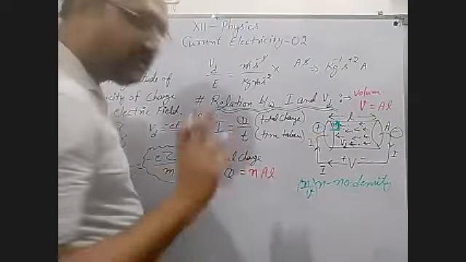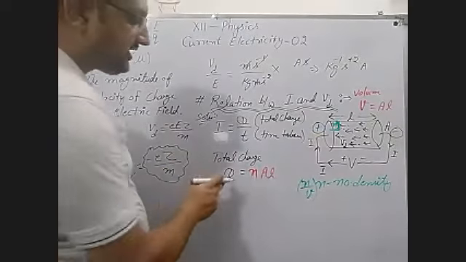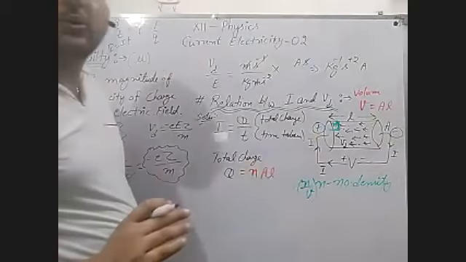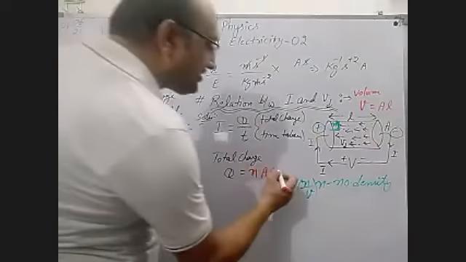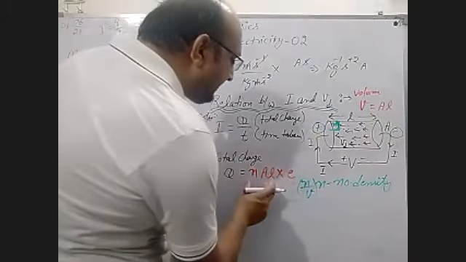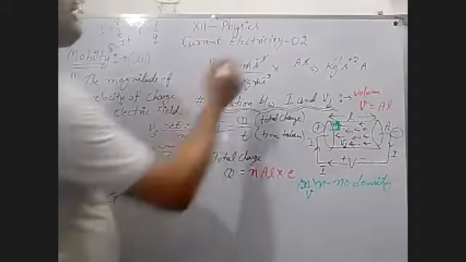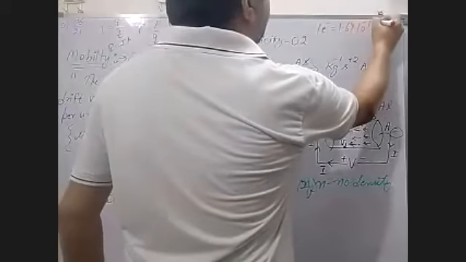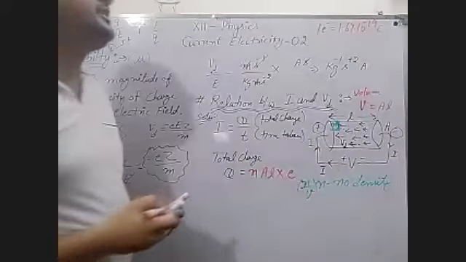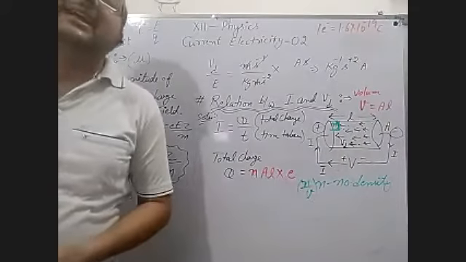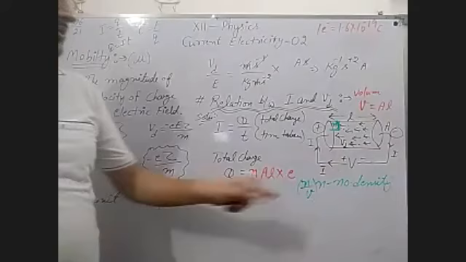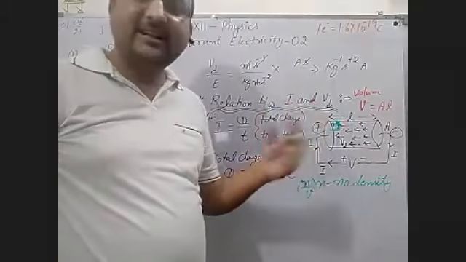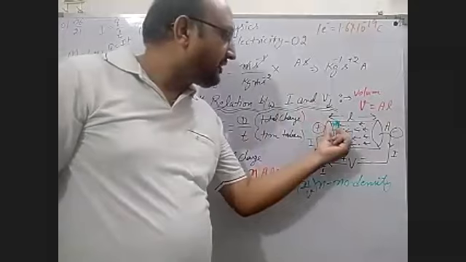Now, for total charge, how much charge is there? This is only the numbering, how many electrons, but not the charge. For charge, you have to multiply this thing by e, because you know very well, the charge on one electron is 1.6 into 10 raised to the power minus 19 coulomb. Remember these two things. n is the number density. Number density means number of electrons per unit volume.